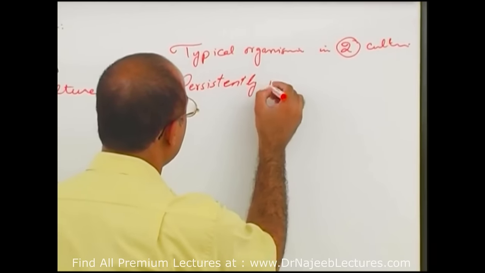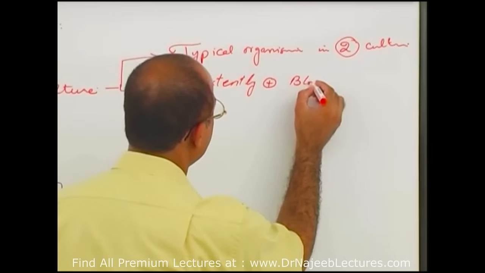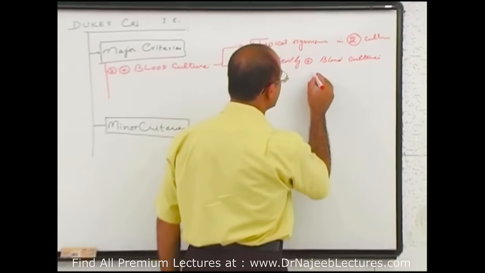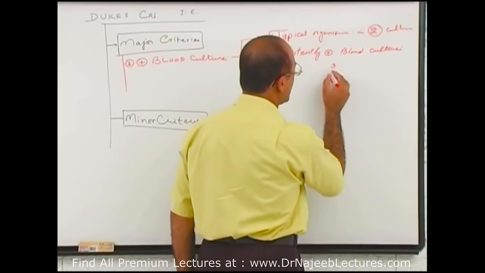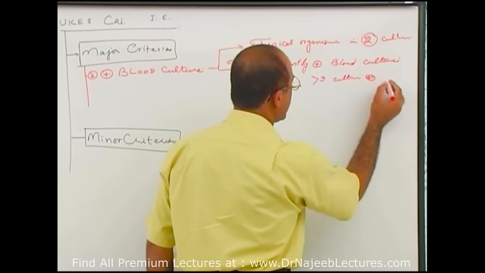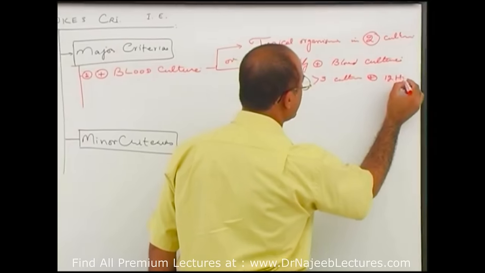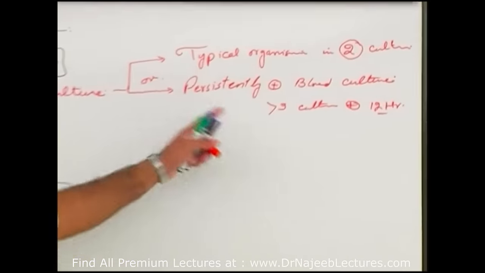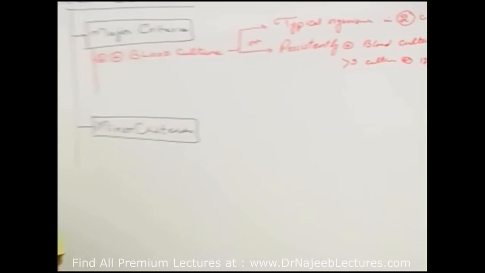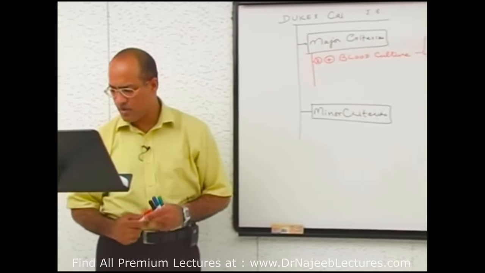There should be persistently positive blood cultures. What I really mean is that three or more cultures should be positive, and they should be 12 hours apart. It means there is persistent presence of organisms in the blood.